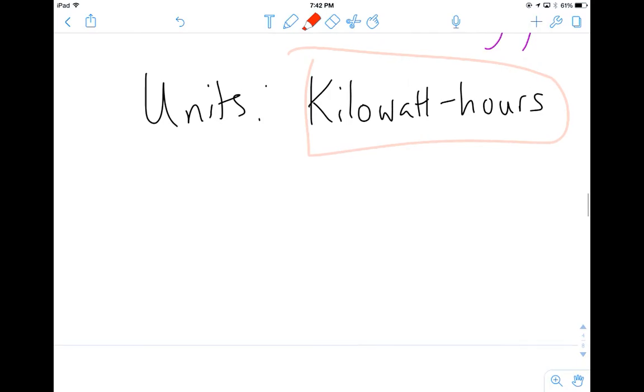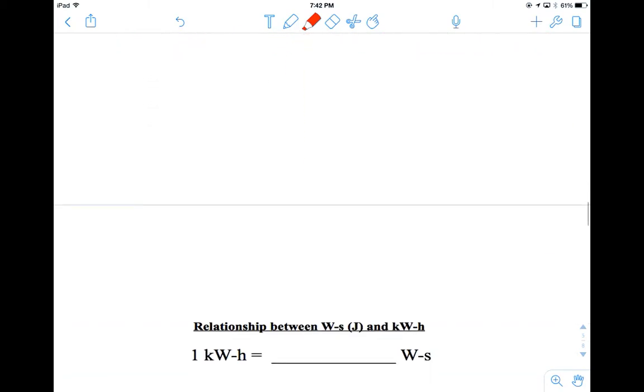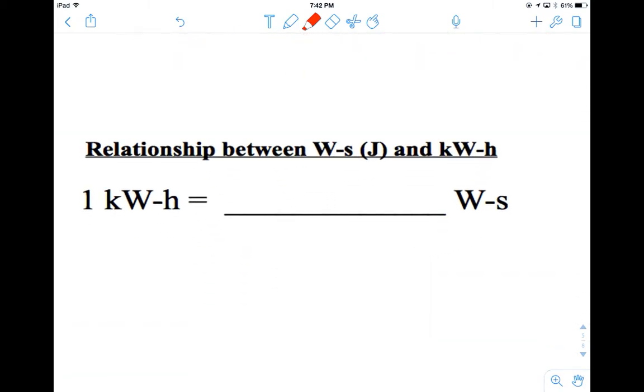So to begin with, let's start to look at this idea of a kilowatt. Typically when we talk about units, we usually don't use kilowatts. We usually use watts, and when it comes to time, instead of hours, we typically use seconds. So let's see if we can figure out how many kilowatt hours are in 1 watt second. In other words, how does what we buy from the energy company relate to our standard science units? Let's walk through that.